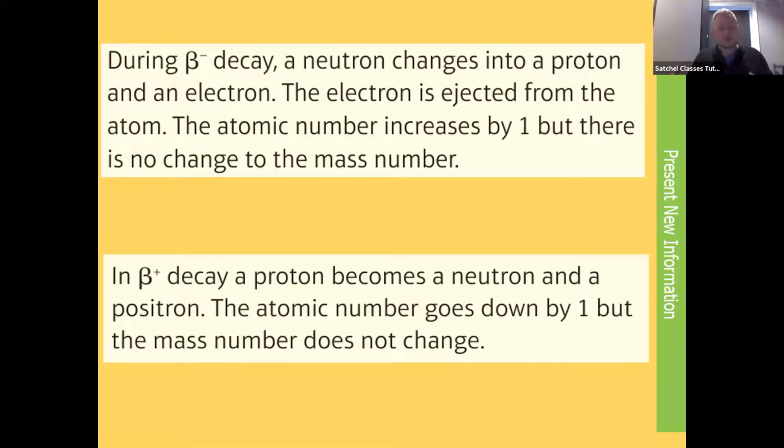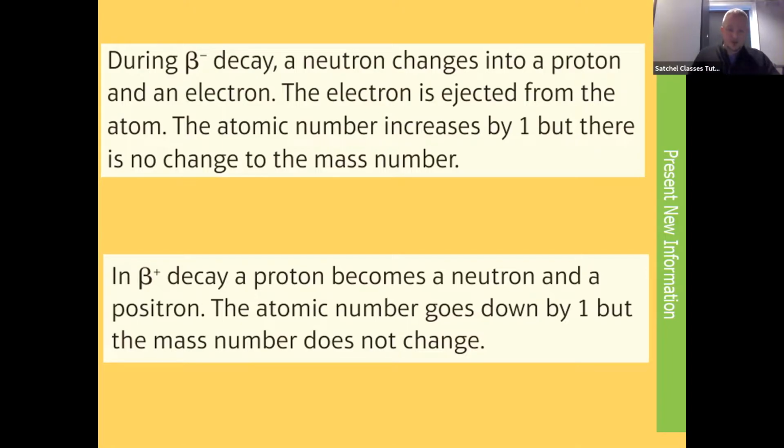This then removes energy from the nucleus. The atomic number increases by 1 because we've gained a proton, but there's no change to the mass number overall, because the proton has come from a neutron and both of them had the same mass at the start.